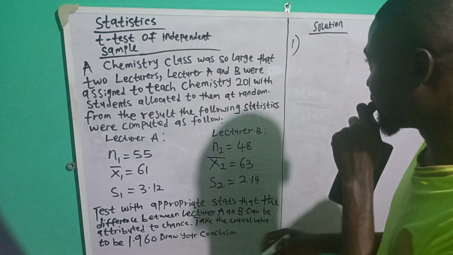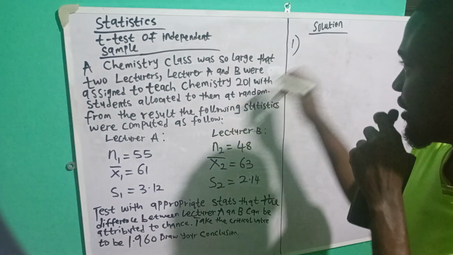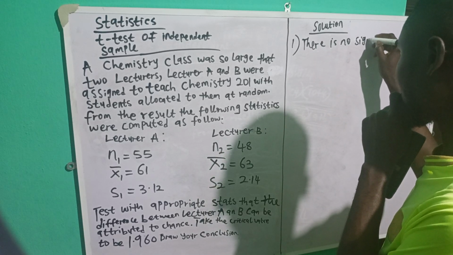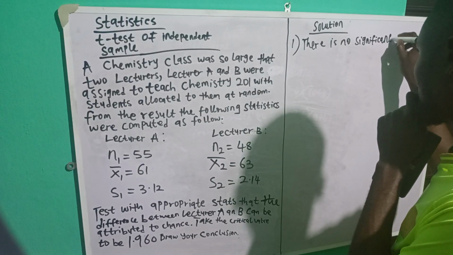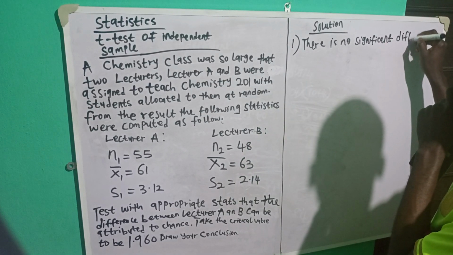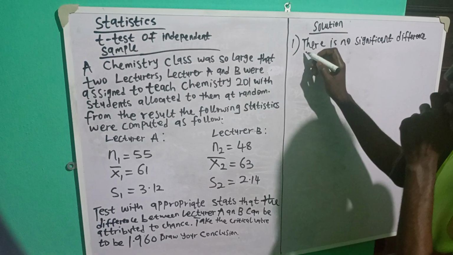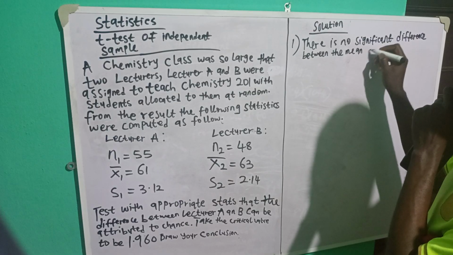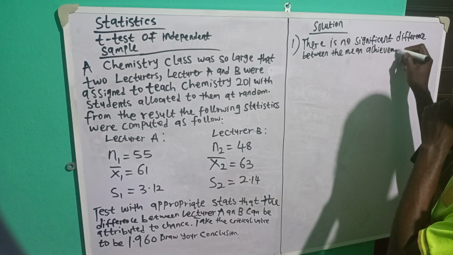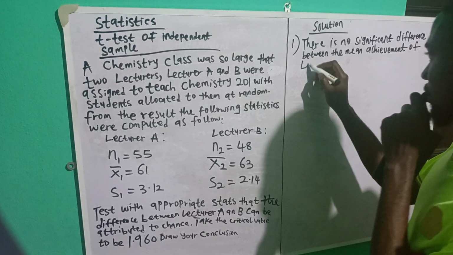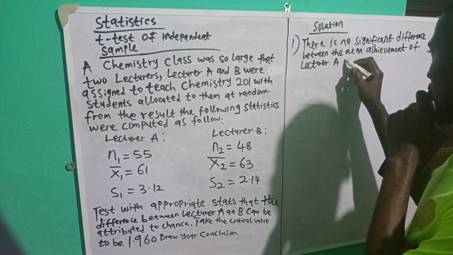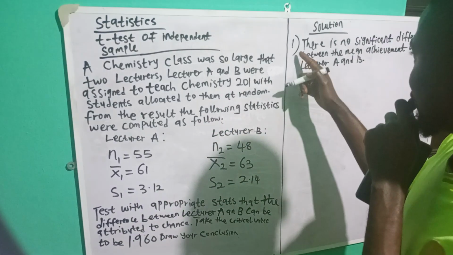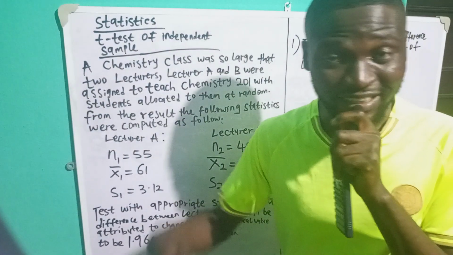Let's determine the null hypothesis. The null hypothesis is that there is no significant difference between the mean achievement of lecturer A and B. This is how the null hypothesis is stated. It is stated in the negative form.